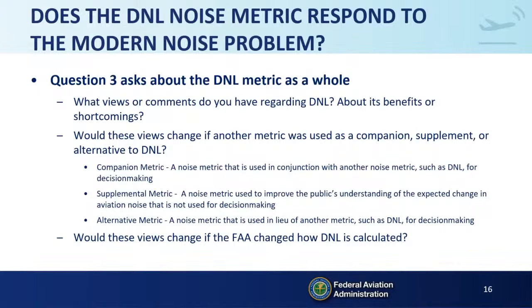A companion metric is a noise metric that is used in conjunction with another noise metric, such as DNL, for decision making. A supplemental metric is a noise metric used to improve the public's understanding of the expected change in aviation noise that is not used for decision making. An alternative metric is a noise metric that is used in lieu of another metric, such as DNL, for decision making. Would these views change if FAA changed how DNL is calculated?